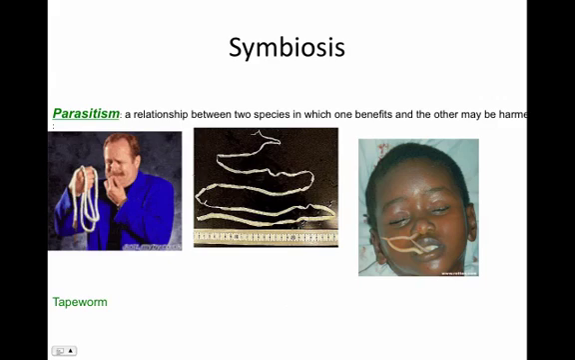A third kind of symbiosis is parasitism. For example, a tapeworm living inside a human. The tapeworm gets the food that the human eats, and the human gets sick along the way and is harmed. Parasitism.